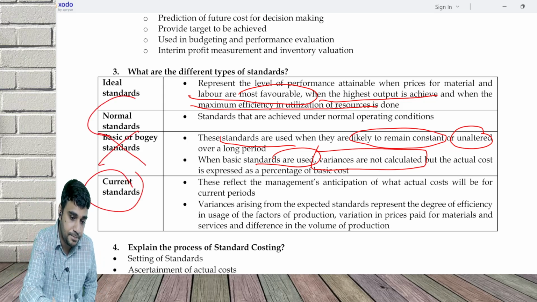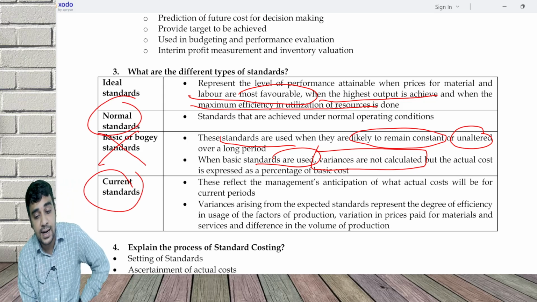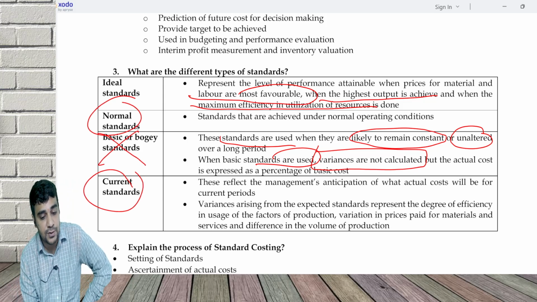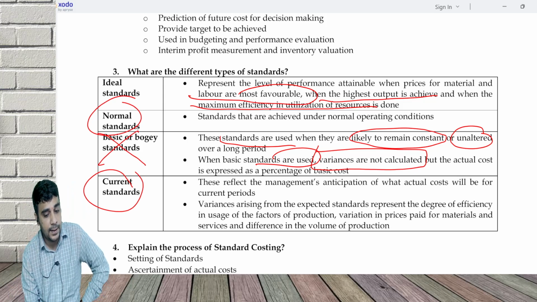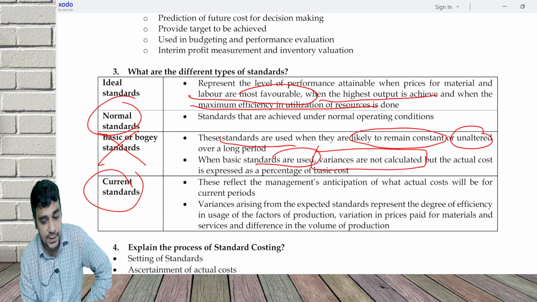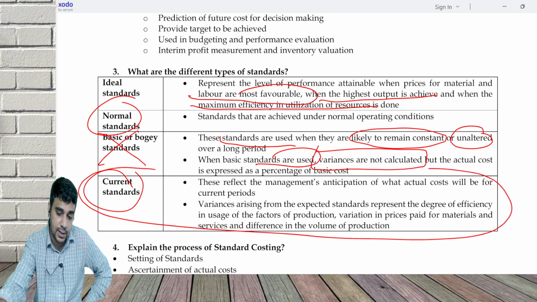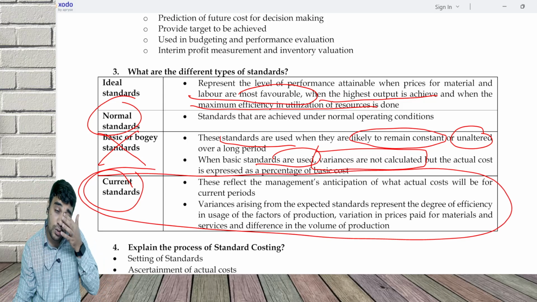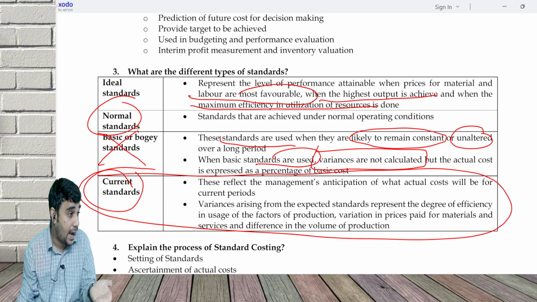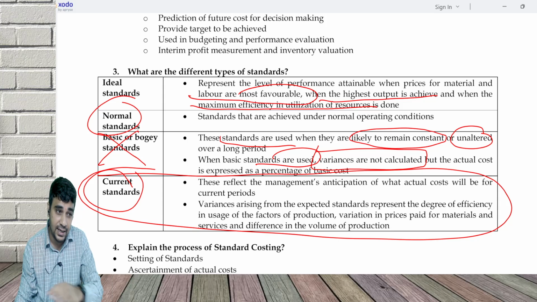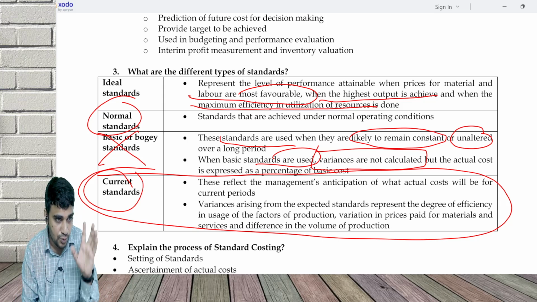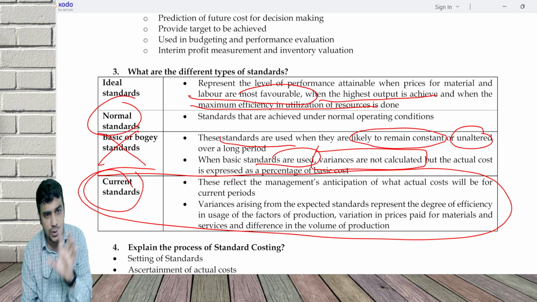Current standards reflect the management's anticipation of what actual cost will be for the current period. Variances arising from the expected standards represent the degree of efficiency and usage, and variation in prices paid for material. This is what will mostly be used by organizations. What was my standard one week back, or maybe two weeks back, ideally would have undergone a change for the last week, because you know what happened. So you cannot keep working with whatever was the plan.